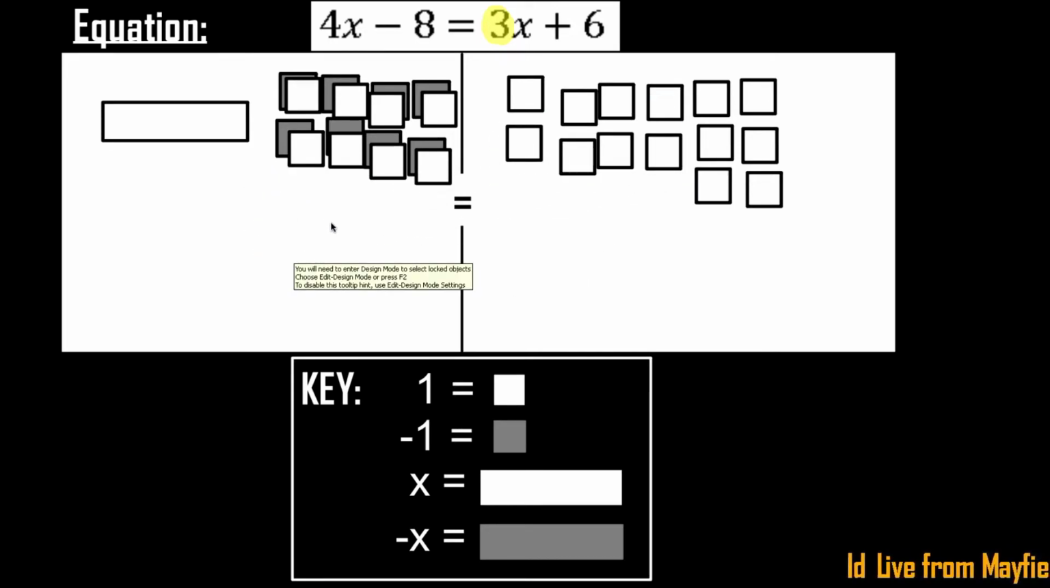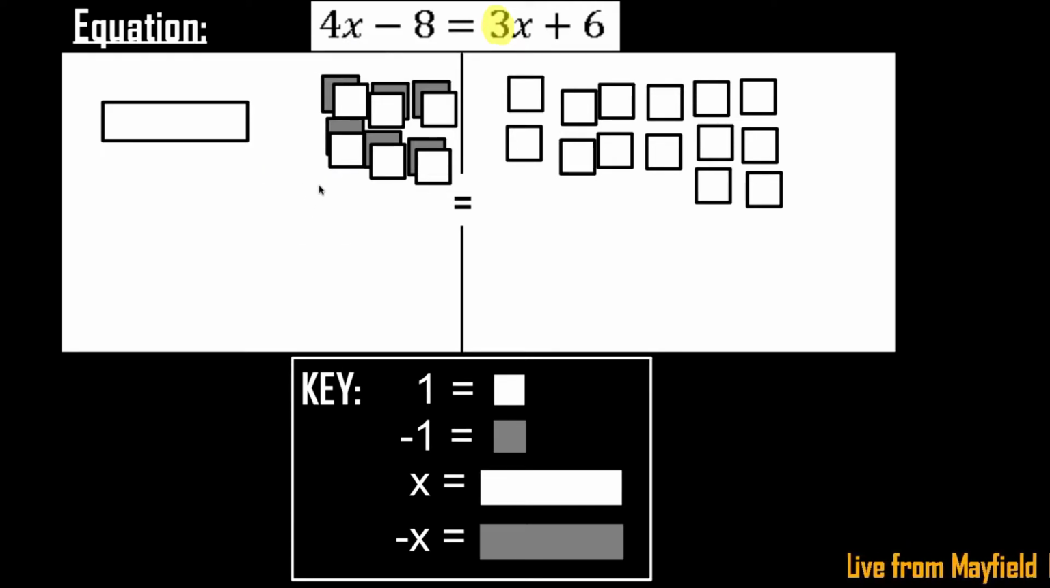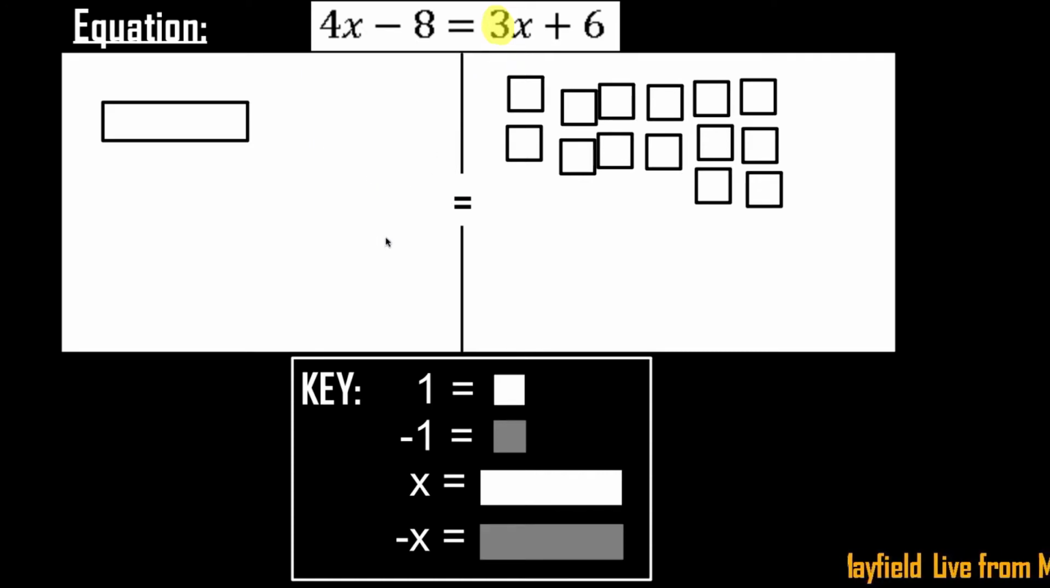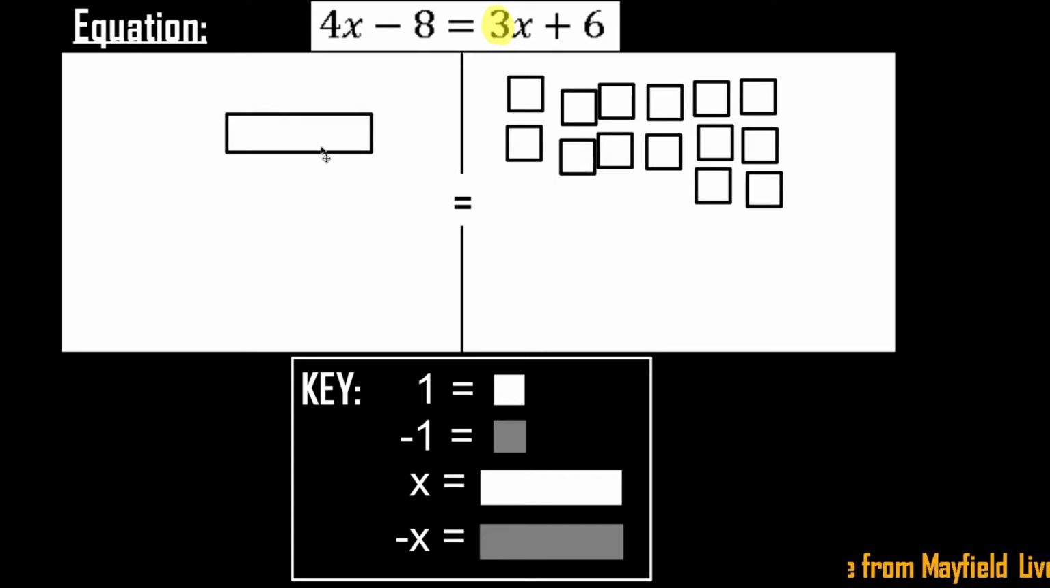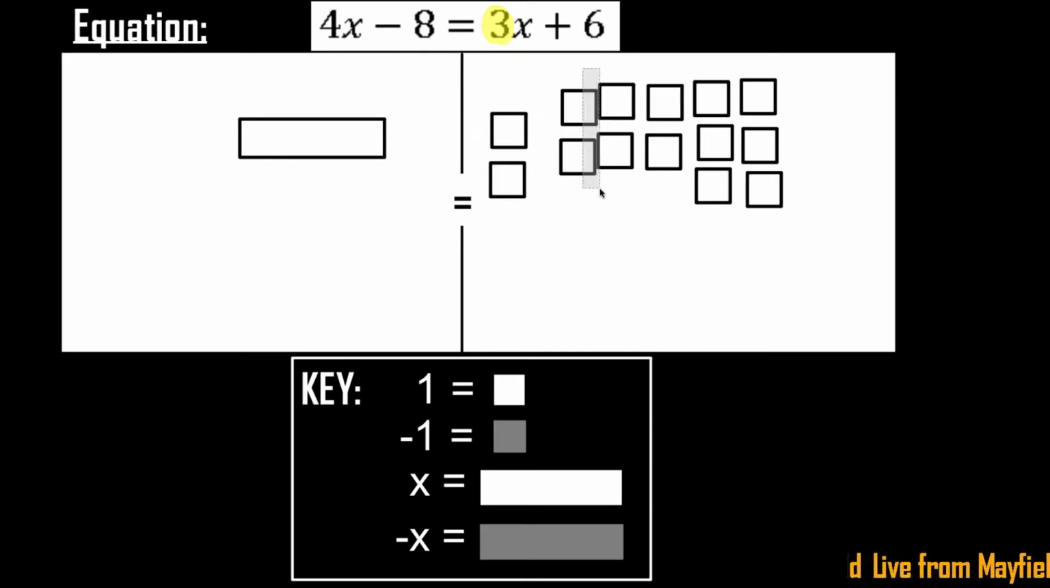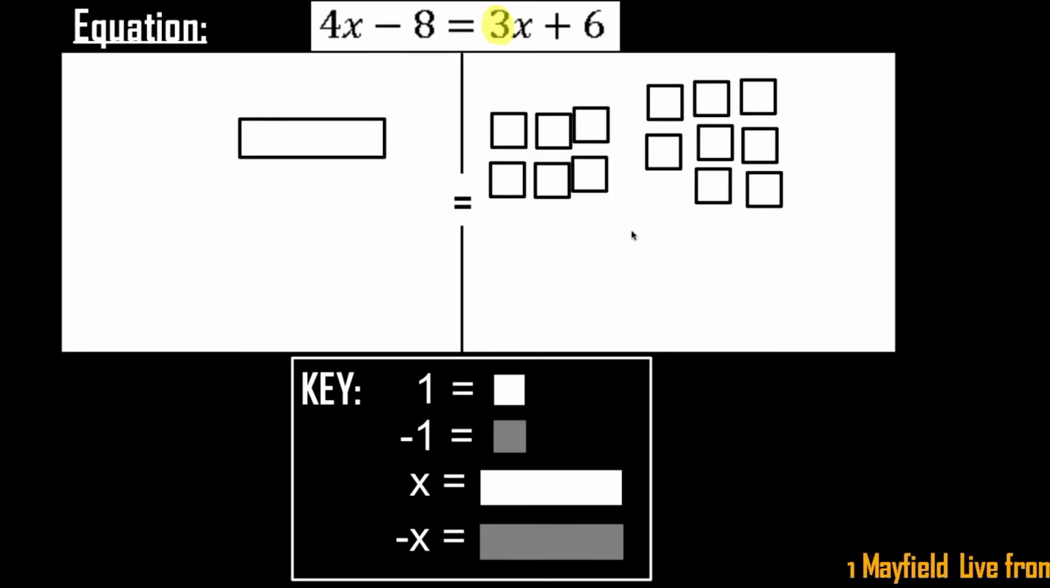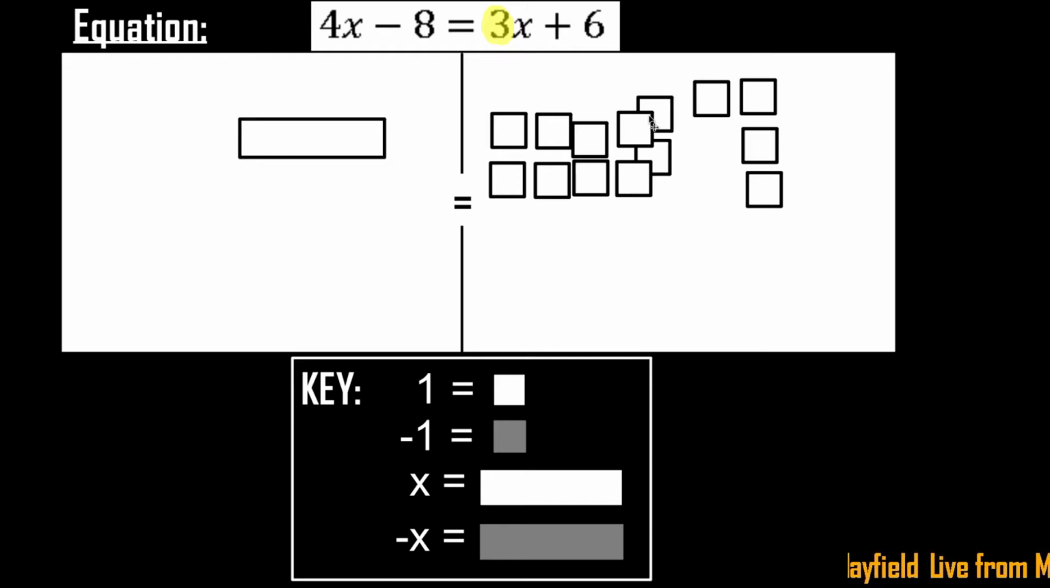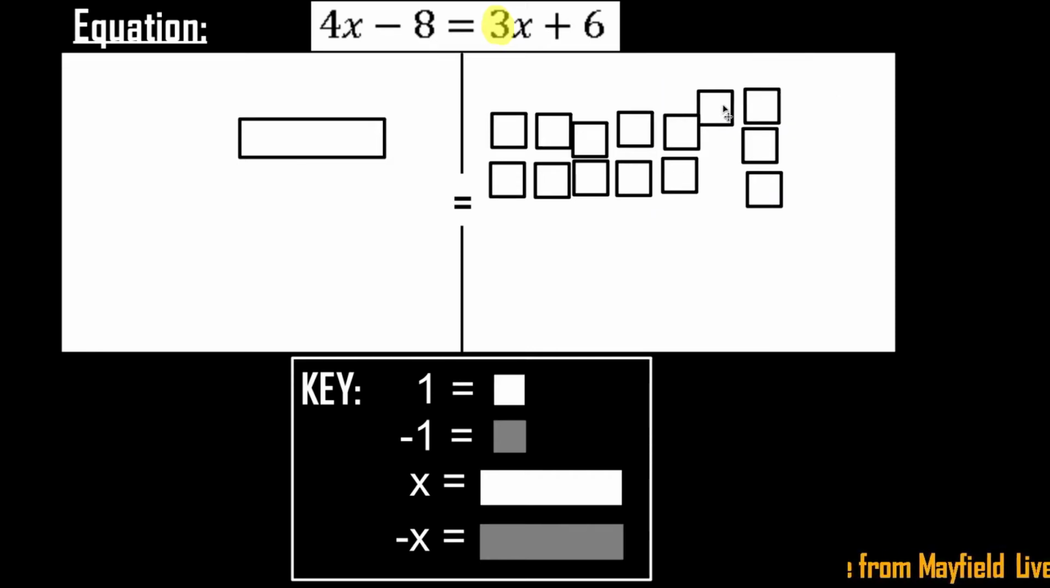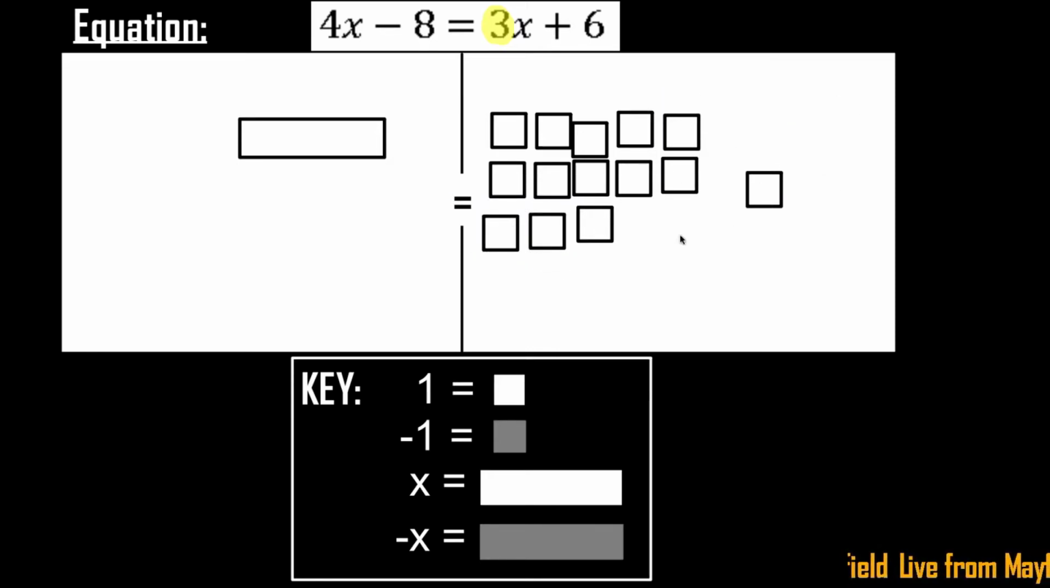What happens next? We can see that our 0 pairs cancel out: 1 negative, 1 positive, 1 negative, 1 positive, 1 negative, 1 positive. And so what do you end up with? I have 1 positive x, which is what we're looking for. I have 2, 4, 6, 8, 10, 12, and 14. So we would say that x equals 14 for this one.